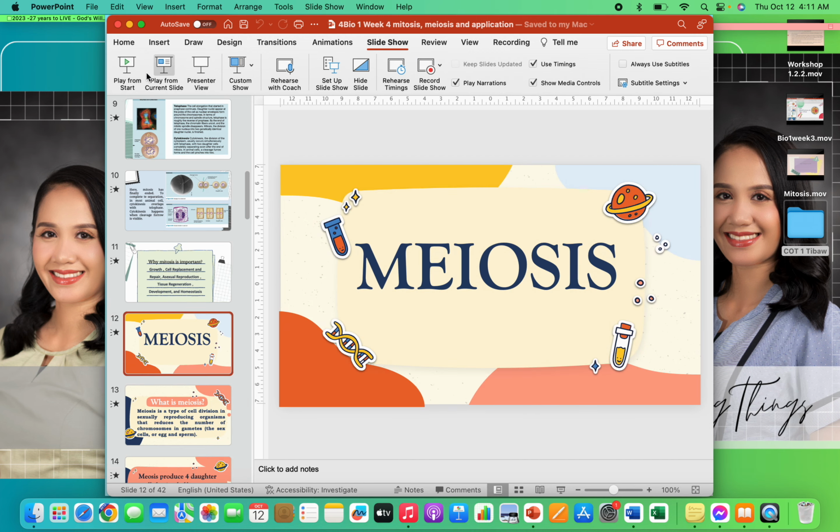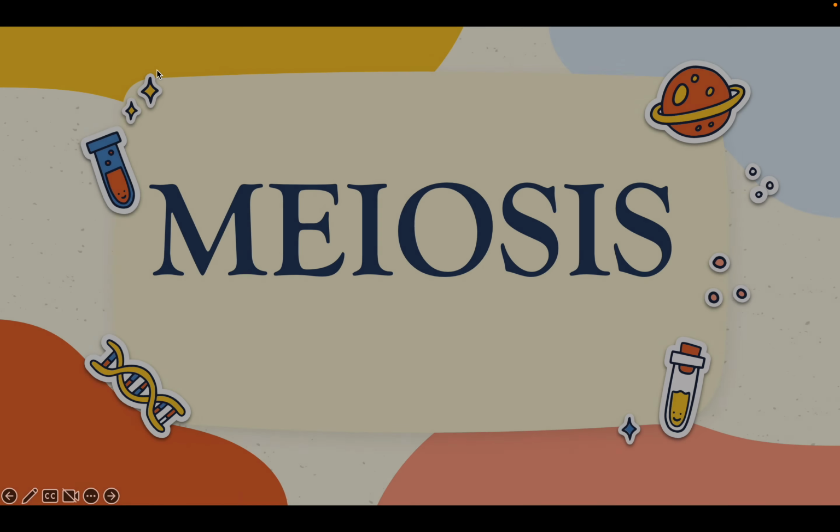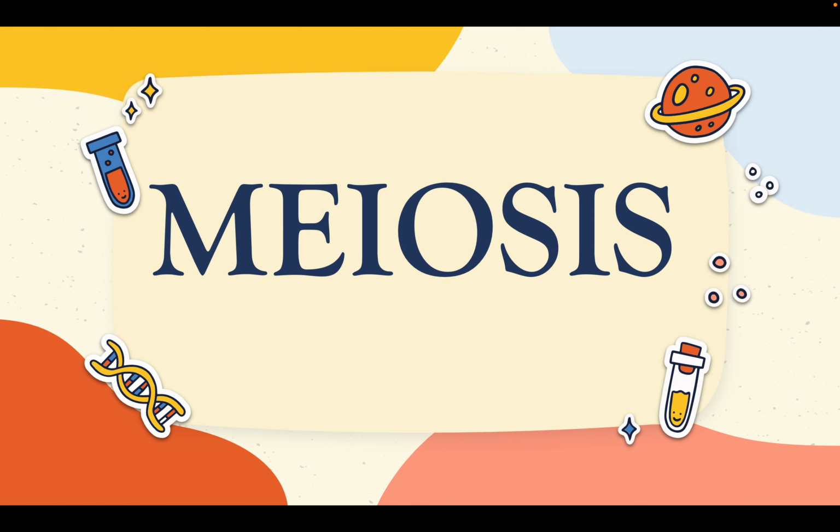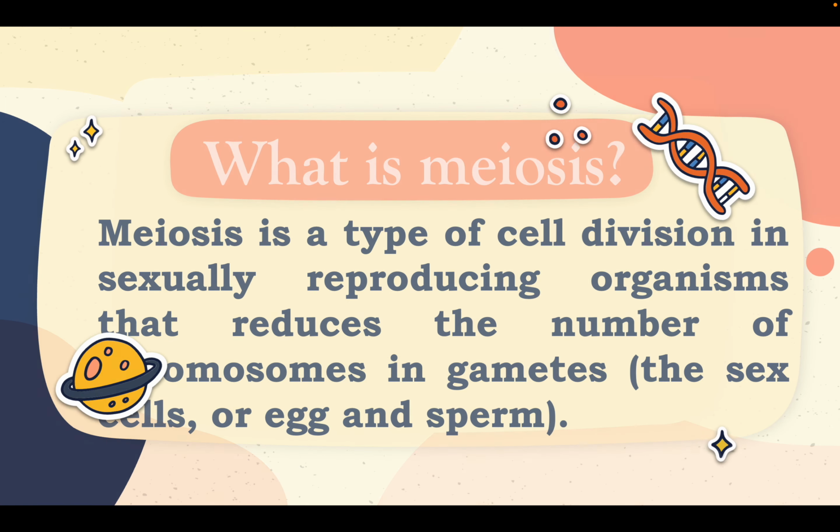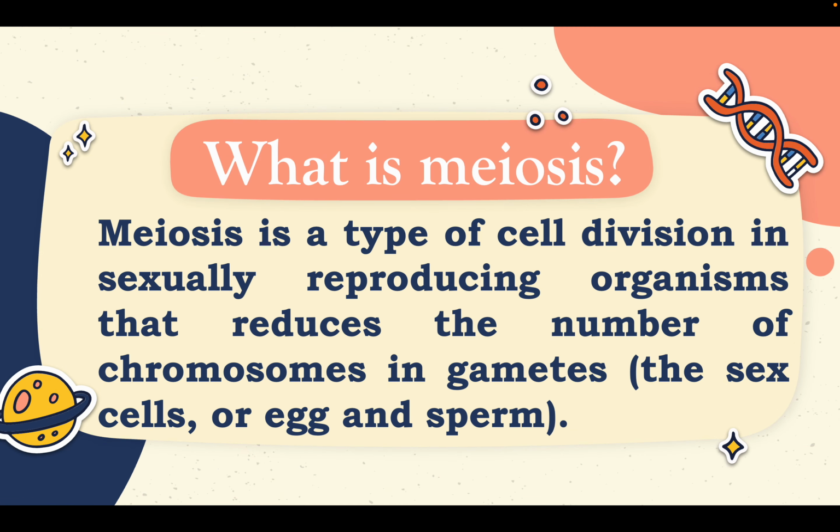Meiosis. What is meiosis? Meiosis is a type of cell division in sexually reproducing organisms that reduces the number of chromosomes in gametes, the sex cells, the egg cells and the sperm cells.